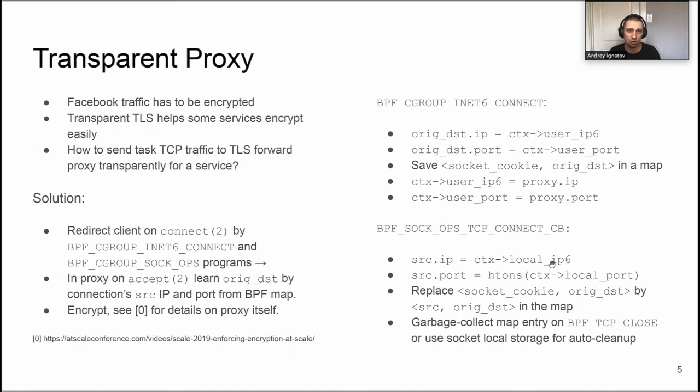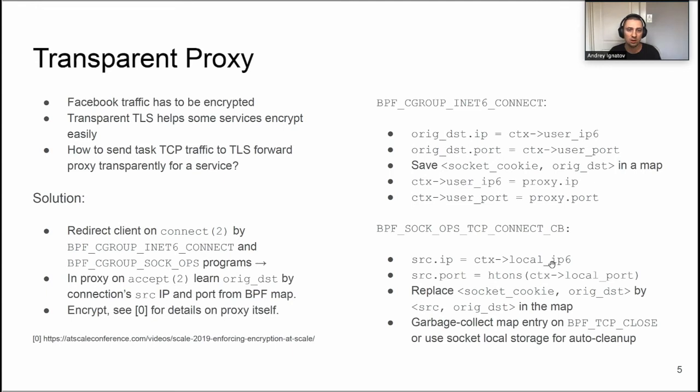On connect, we run a program to save the original destination in a bpf map and set the proxy IP and port as the new destination. The socket cookie is used as the key. Next, we run a TCP-bpf program on the connect callback right before sending SYN. This program finds the previously saved entry in the map by socket cookie and replaces it by a new entry with the source IP and port known at this time as the key and the original destination as the value.